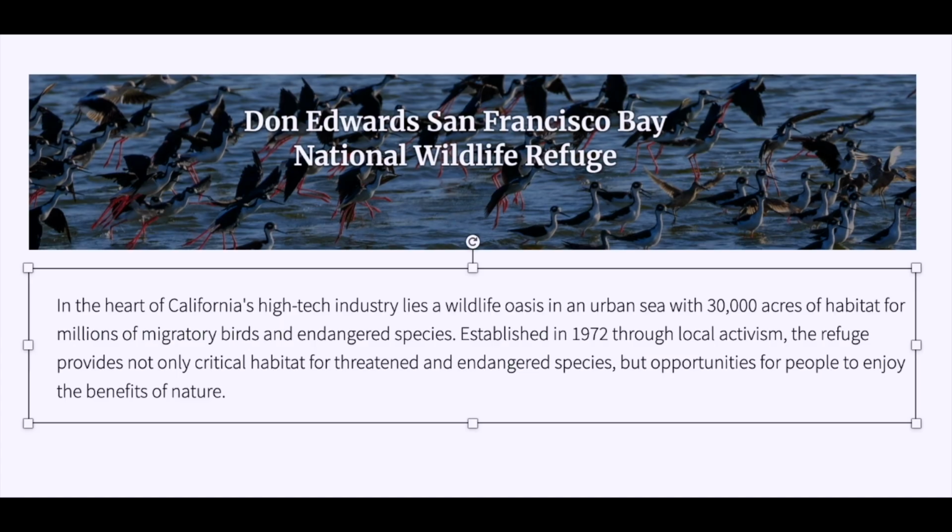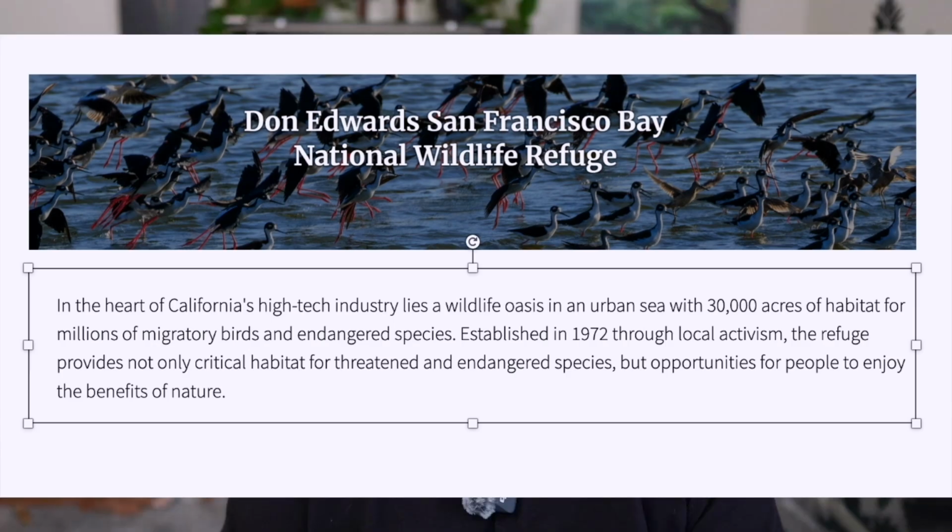Don Edwards San Francisco Bay National Wildlife Refuge consists of 30,000 acres of habitat for millions of migratory birds and endangered species. So this place was established in 1972 through local activism, and the refuge provides not only critical habitat for threatened and endangered species, but just opportunities for people to enjoy the benefits of nature. And there's many times that I have gone and driven out to this place, and I just like walking around with my camera.